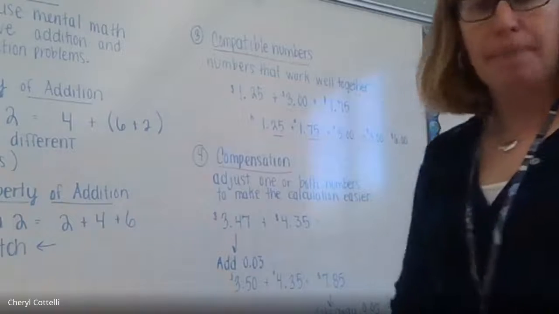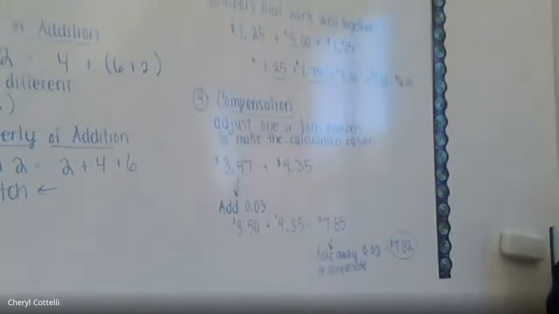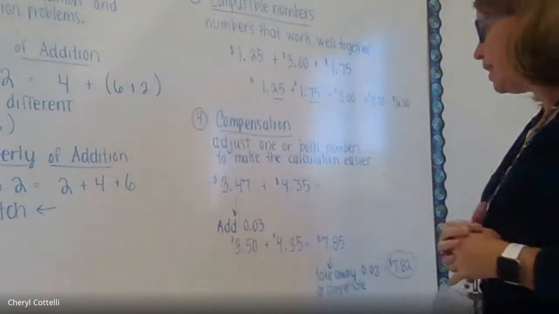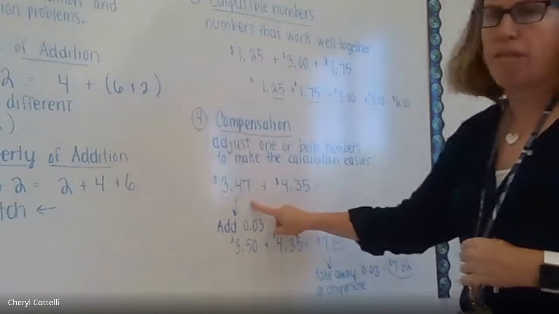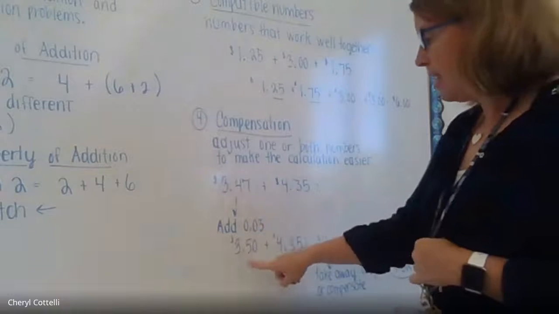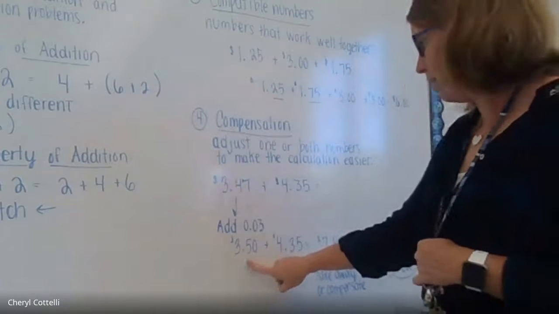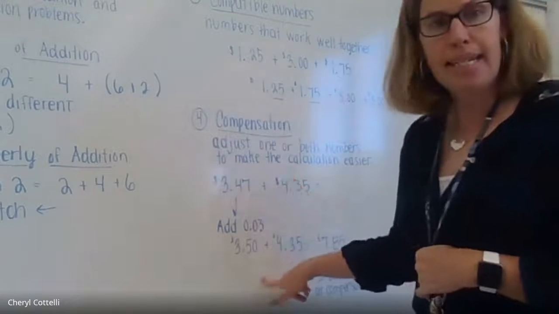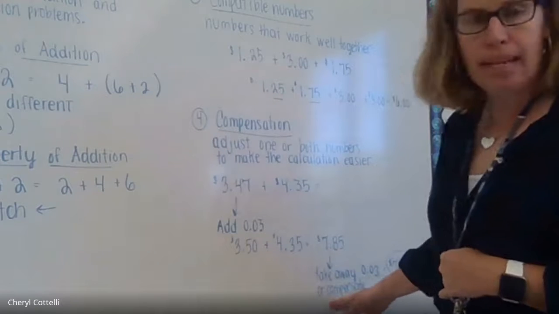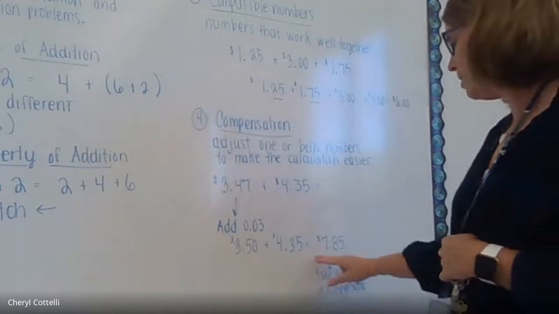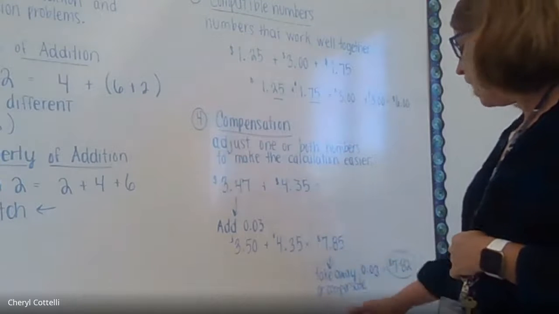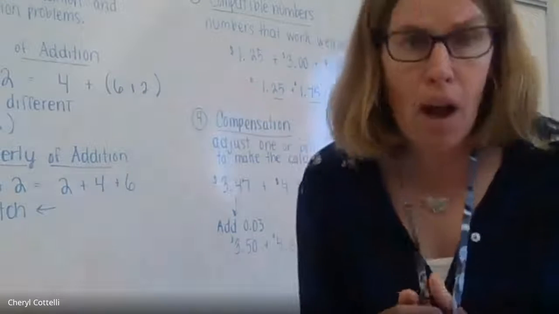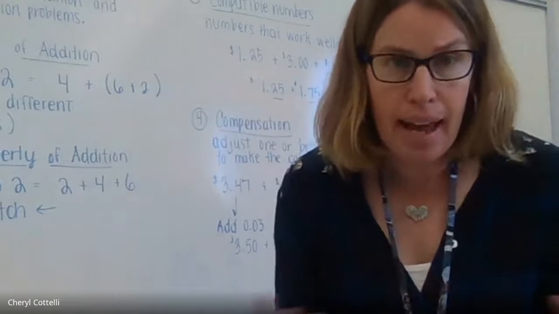The last one is compensation. It's a little bit trickier, but it's another mental math strategy. Basically, you're adjusting one or both numbers to make the calculation easier. Here, if I have $3.47, I can round it up to $3.50, which is an easy number to work with. Then I can add my $4.35, but I added 3 cents to that, so I have to compensate, or take away that 3 cents, once I get to the answer. So $7.85, I have to take away the 3 cents that I rounded up, so I get $7.82. These are all just strategies for mental math, and hopefully you can use them.